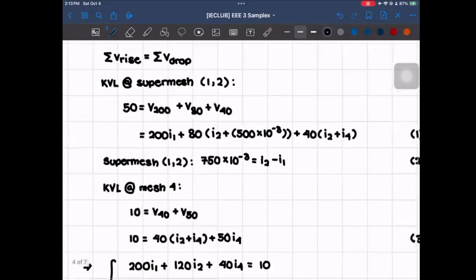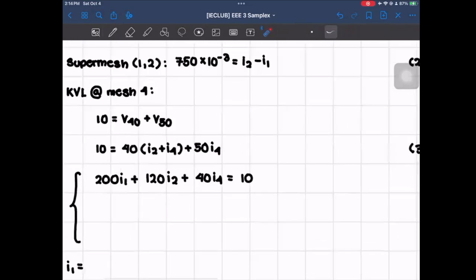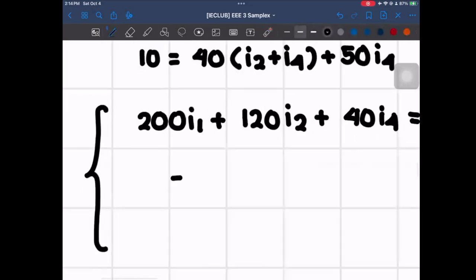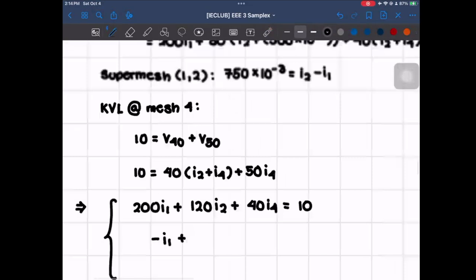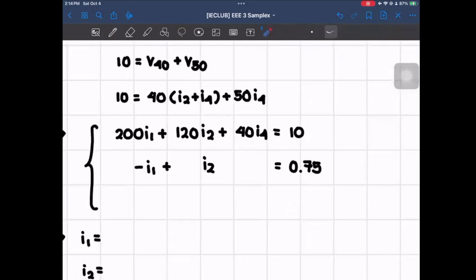And then next, for our second equation, which is I2 minus I1 equal to 750 times 10 raised to negative 3, let's rearrange that so that the order is similar to the first equation. So it will become negative I1 plus I2 equal to 750 times 10 raised to negative 3, which is 0.75. The reason for doing so is that once we plug these values into the calculator, we will not be confused on which is which, since it would be confusing if we put I2 minus I1 at the start, and we would end up with the wrong values.